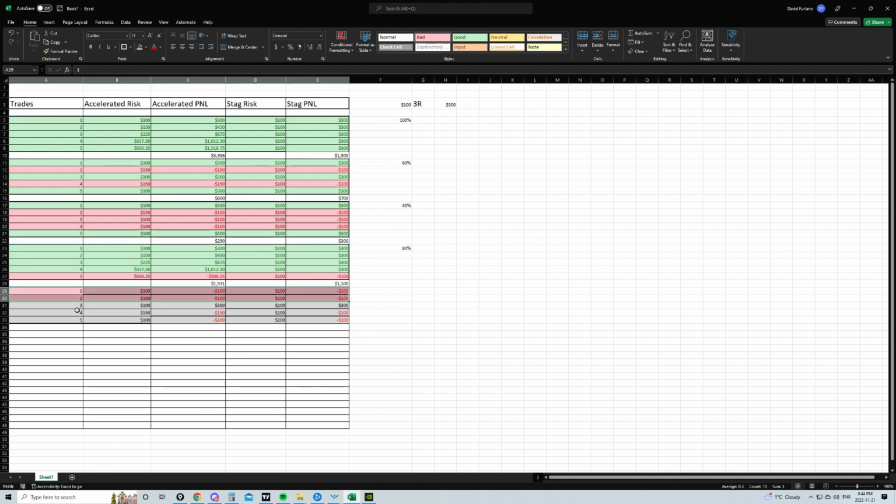So this is going to be red. Red. These are only winners. Good. The win rate today is 20%. We're going to sum this. We're going to sum this. We lost $100 with a stagnant risk approach, and we only lost $150 with an accelerated risk approach.